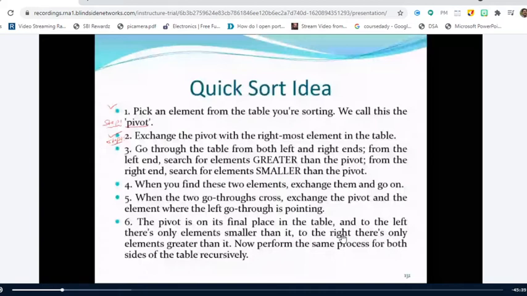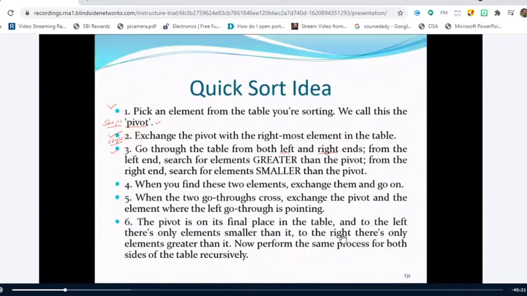After you select the pivot element and move it to one end of the array, you take two more pointers, called the left and right pointers. You just have to declare the two pointer values. The left pointer points to the first element, and the right pointer points to the rightmost element.